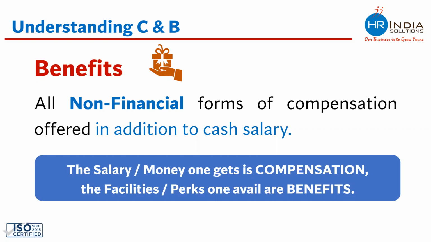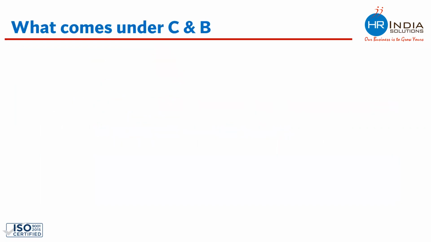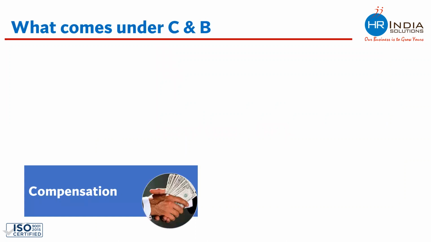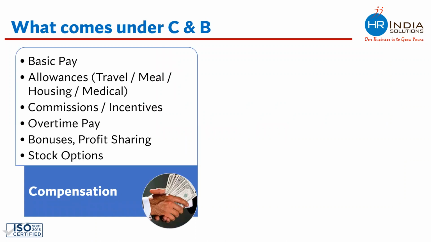Let's have a look at a few examples so that it becomes clear. Compensation, which is the monetary part of the package, includes things like basic pay and allowances. It can be travel allowance, meal allowance, housing allowance, or medical allowance, which are paid in the form of money. All commissions, incentives, overtime pay, bonuses, profit sharing, stock options, all these things are paid in the form of money. Hence, they come under compensation.